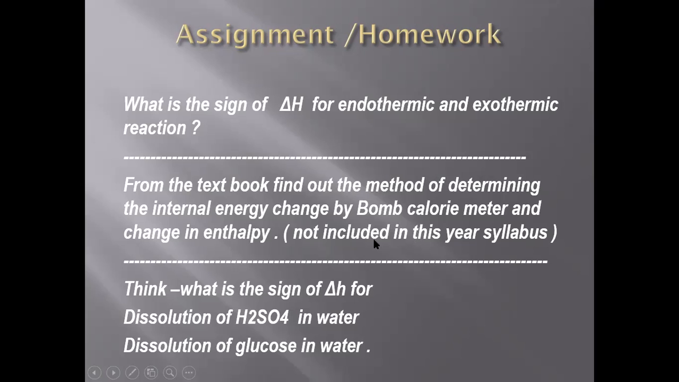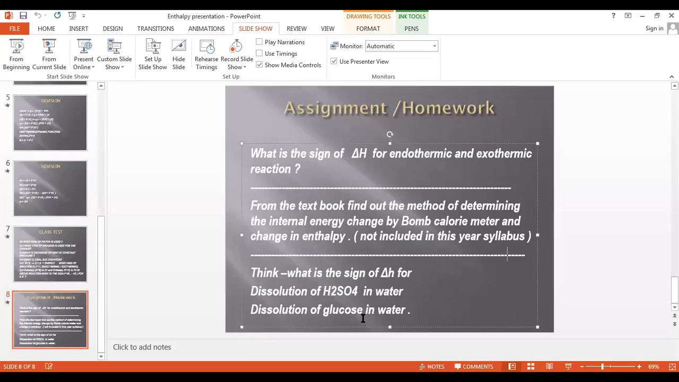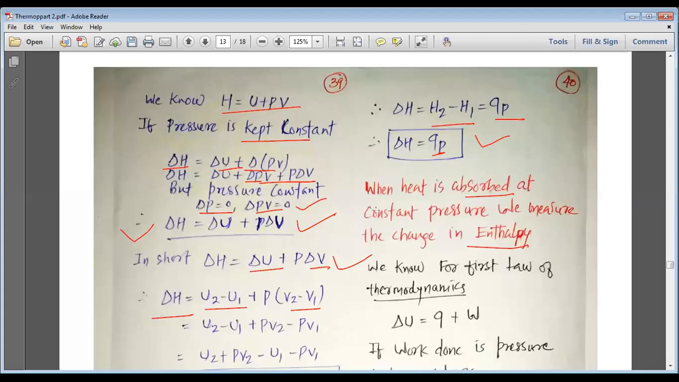And I would like you to think about this: what is the sign of delta H for the dissolution of H2SO4 in water and the dissolution of glucose in water. So these are the two important things that you should do at your home: what is the sign of change in enthalpy, whether it is positive or negative, if we dissolve H2SO4 in water, or if you dissolve glucose in water. These are the two questions you are supposed to solve at your home on your own. And I would like you to think about these changes that I am talking about.